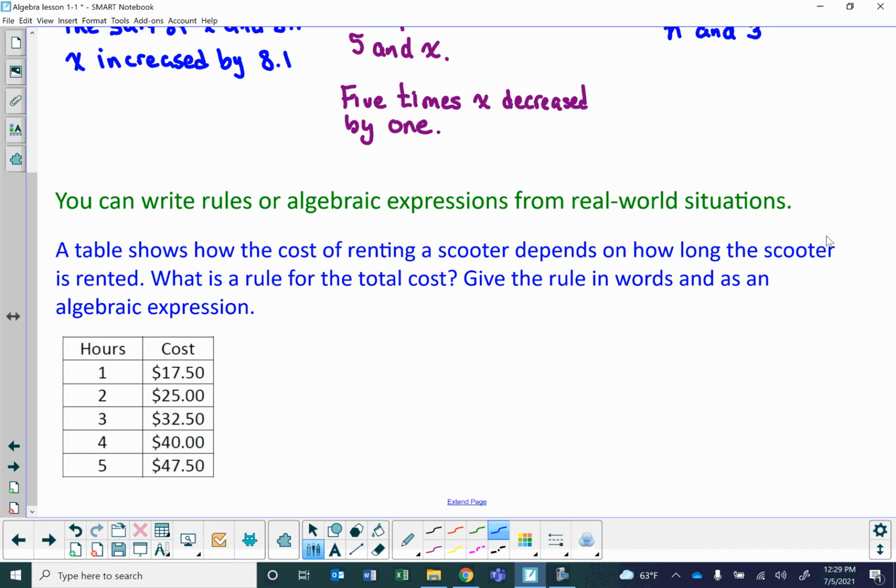So here it says, a table shows the cost of renting a scooter depends upon how long the scooter is rented. What is the rule for the total cost? Give the rule in words and as an algebraic expression.